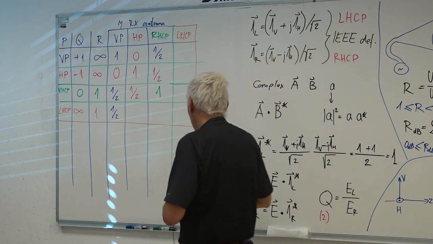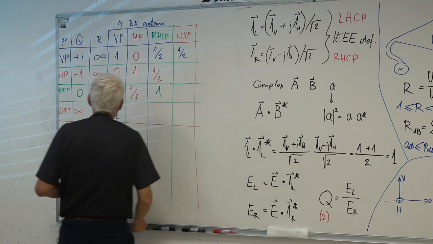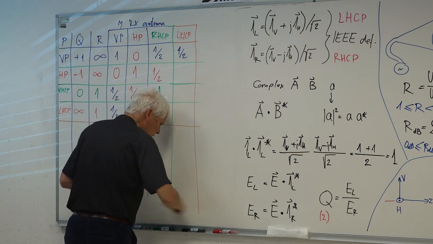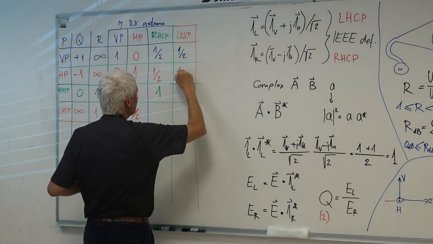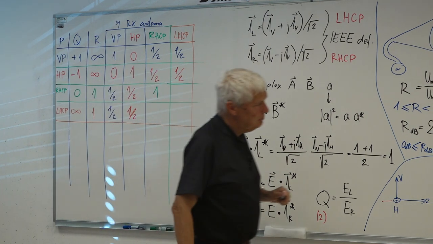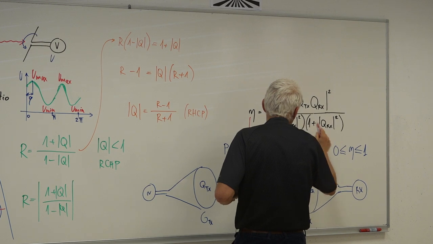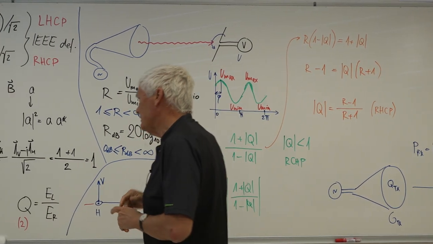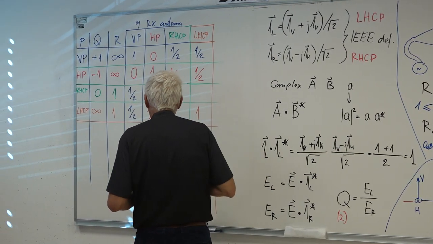With left-hand circular polarization, I have one half here, two vertical, and I get the same result to horizontal, because it's just minus one, but it's still the same one half in the red color here. One half, and here is one half. Left hand to left hand is infinity squared here, and squared was again infinity to the fourth power. Infinity squared, infinity squared. If I could just move a little bit away from that infinity and try to find the limit, it is one. Left hand to left hand works perfect.